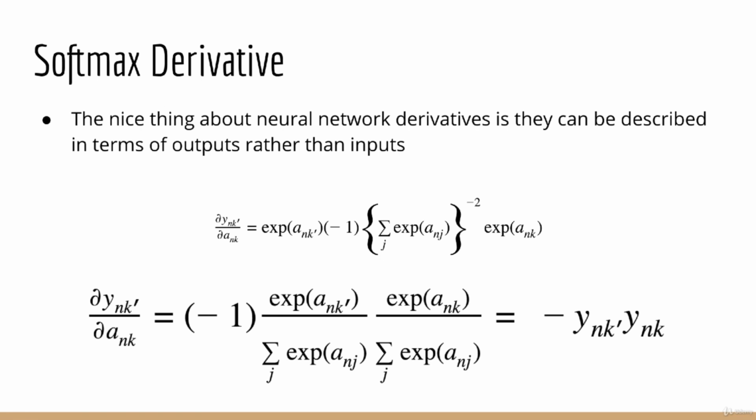One interesting thing about neural network derivatives is that they have convenient expressions in terms of the output variable rather than the input. So we can express y, which is a function of a, in terms of y instead of in terms of a. So if we reorganize the derivative a little bit, you can see that we can express it in terms of two softmaxes multiplied by each other. And this is just the negative of y of nk prime times y of nk.